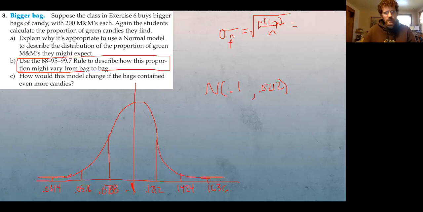So we know that 99.7% of all of our sample proportions that we get from 200 M&Ms is going to fall within 3% for the sample proportion and 16% for the sample proportion. So if we ever got anything beyond that, outside of that range, that would be highly unexpected.